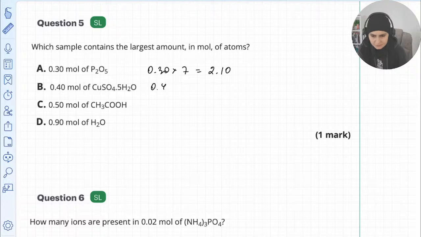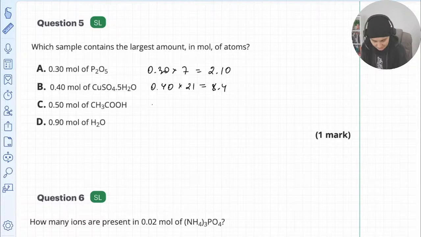Now for B, it looks like it could be B, but let's check. So 0.40 times, how many atoms do we have? From CuSO4 we have 1 copper, 1 sulfur, 4 oxygens, that's 6, plus 5 water molecules. In each water molecule there are 3 atoms, 2 H's and 1 O. So 5 times 3 plus 6, 21. 0.4 times 21 is 8.4 moles. That's a lot of moles.